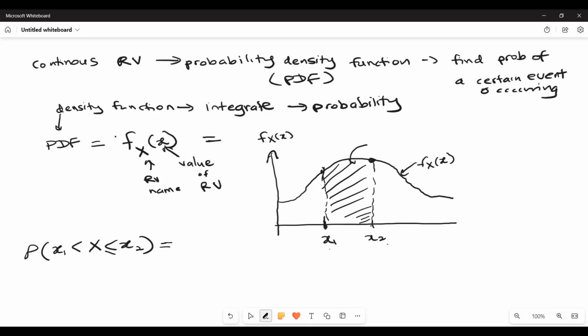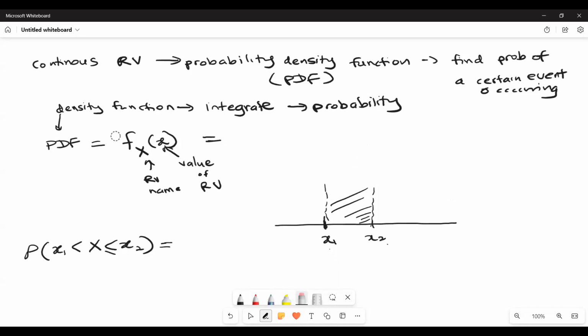I don't know whether the space is sufficient for me here, but I will try to erase. Okay, I will try to redraw this, and I will draw both the cumulative function and the probability density function.